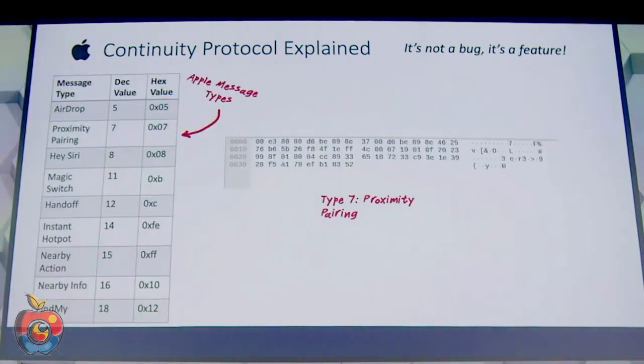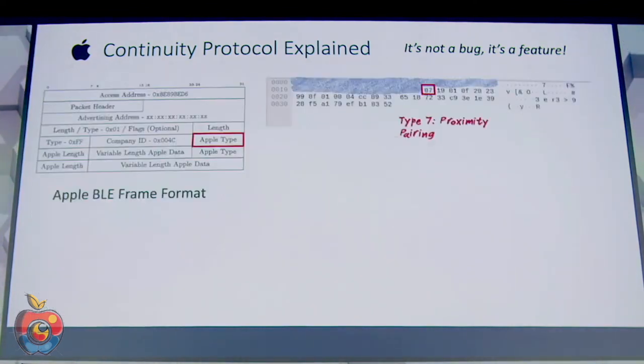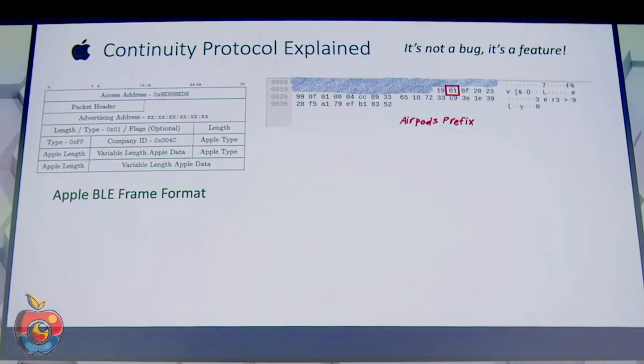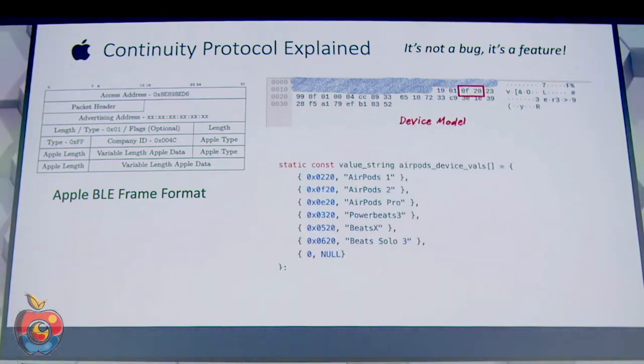So the last one I'm going to show you is proximity pairing, which is type 7, and that has to do with your AirPods. If you have AirPods, they will be sending this information at all times. That's a length of 25 bytes of Apple-specific data. The first one is just the prefix, letting you know that it's starting the frame. The next one is device model.